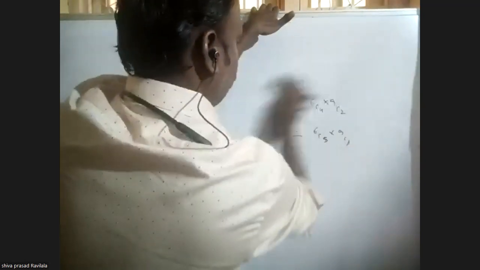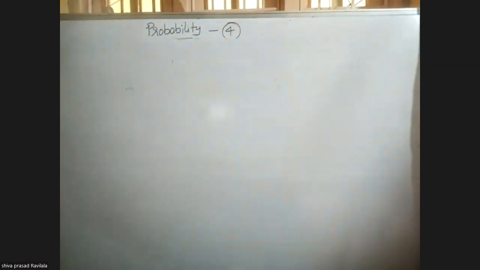Okay, there is another topic, random variables. In this we have binomial distribution and Poisson distribution. Maybe we have binomial distribution. Right, sir?